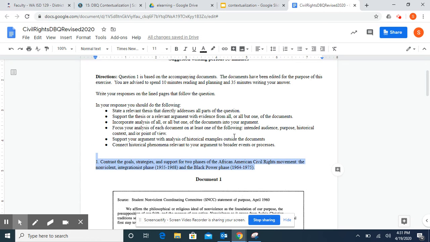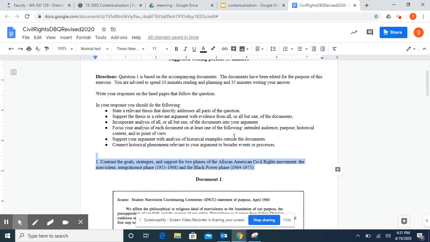Contrast the goals, strategies, and support for two phases of the African American civil rights movement: the nonviolent integrationist phase, 1955 to 1968, and the Black Power phase, 1964 to 1975.